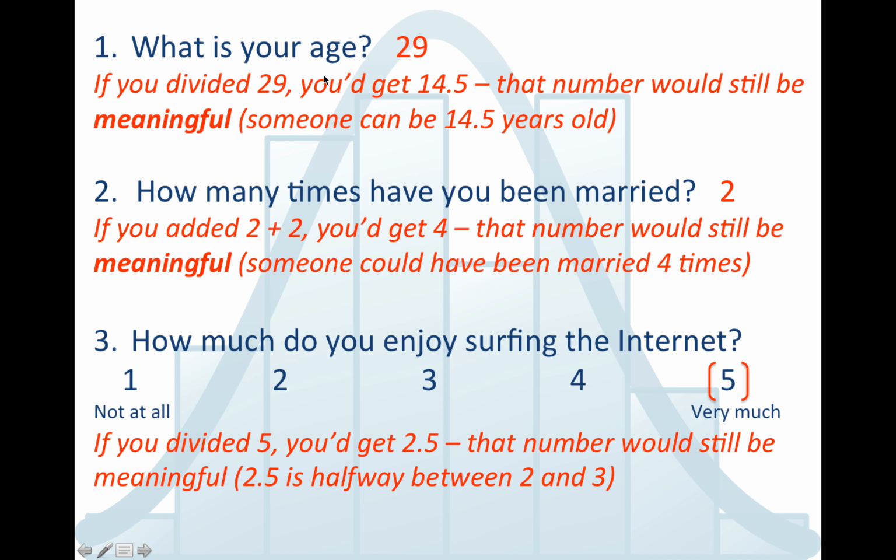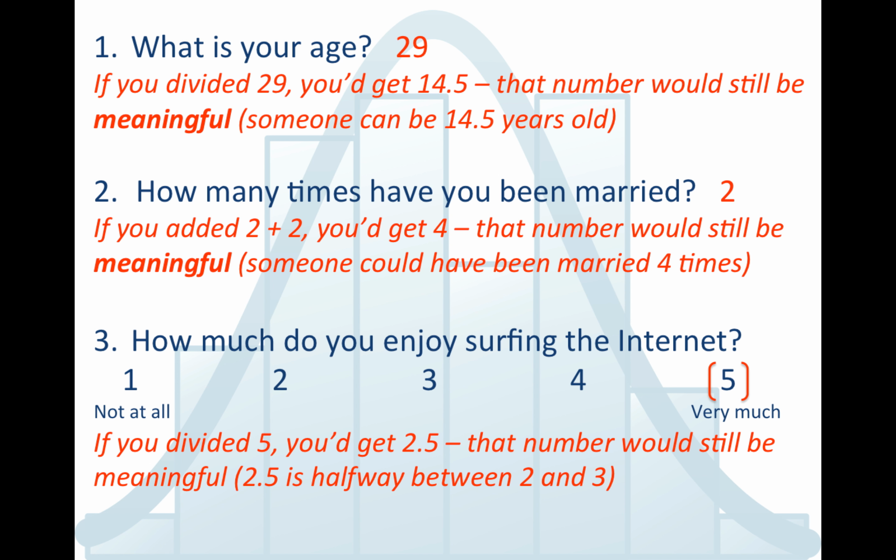So, 29. If I divided 29, I'd get 14.5, right? Well, that number would still mean something, because people can be 14.5 years old. It's realistic. It's literally half of 29, because 29 is a number that has meaning. The same with the number 2. Been married 2 times. That number 2 is a real number. It means something. If I added 2 more years to that, I'd get 4. So I'd have been married 4 years. And it would still have meaning. It would be double what 2 is.